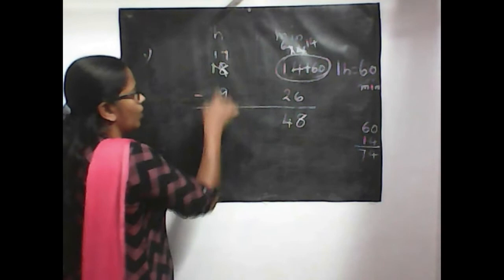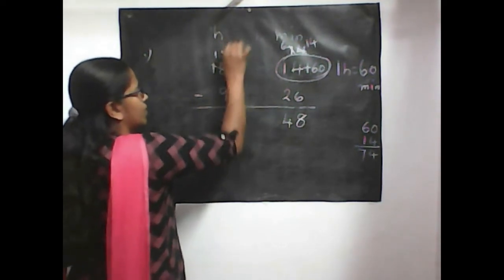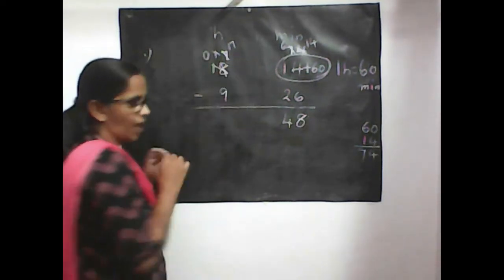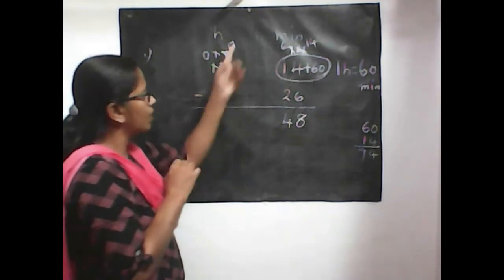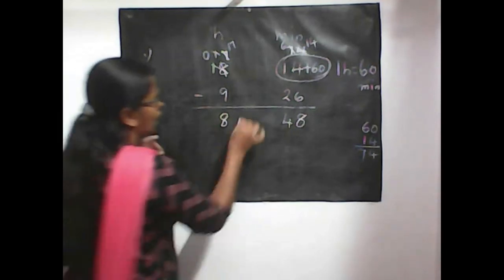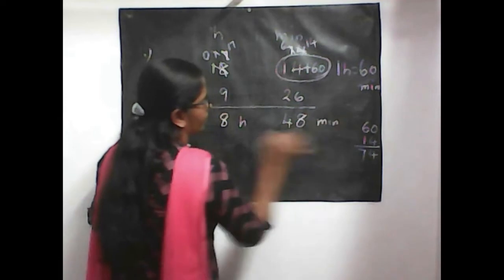Come here. From 17 you are going to subtract, because we cannot subtract from 7. So make it as 17, borrowing from here. So it becomes 0. 17 minus 9. From 17 we are going to subtract 9. So we will get 8. So the time is 8 hours 48 minutes. Okay.